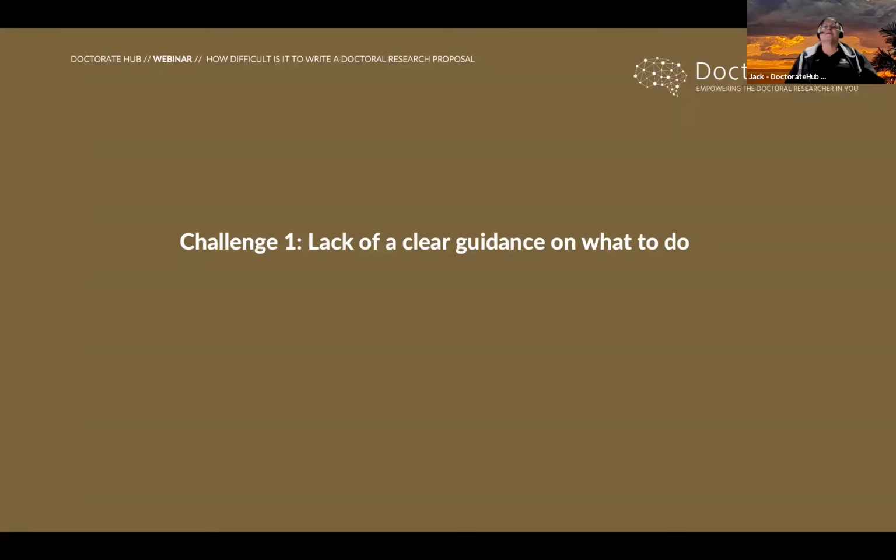Do you feel well guided? Is guidance an issue in composing your research proposal? Or do you see that you are excellently guided either through your supervisor or through guides that you found? So is that a challenge that you experience in your research proposal drafting?